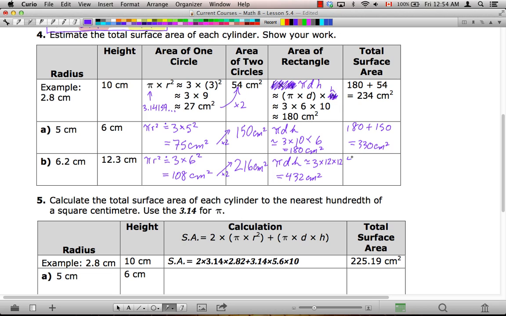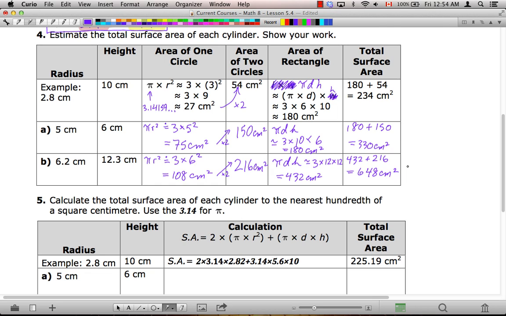So adding on the 432 square centimeters with the 216 square centimeters for the area of the two circles will give us a total of 648 square centimeters. So those are just estimates.